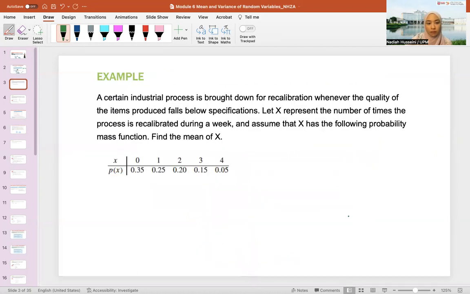So, any questions before I move on to the example? Is everyone okay with the definition so far? Yeah, so far okay. Okay, thank you. I just spilled my coffee.